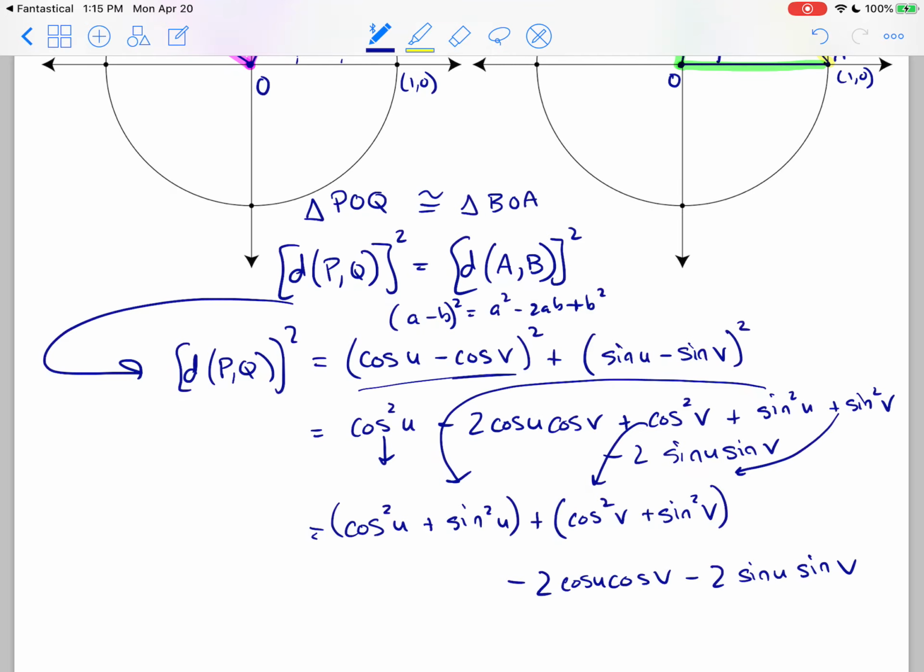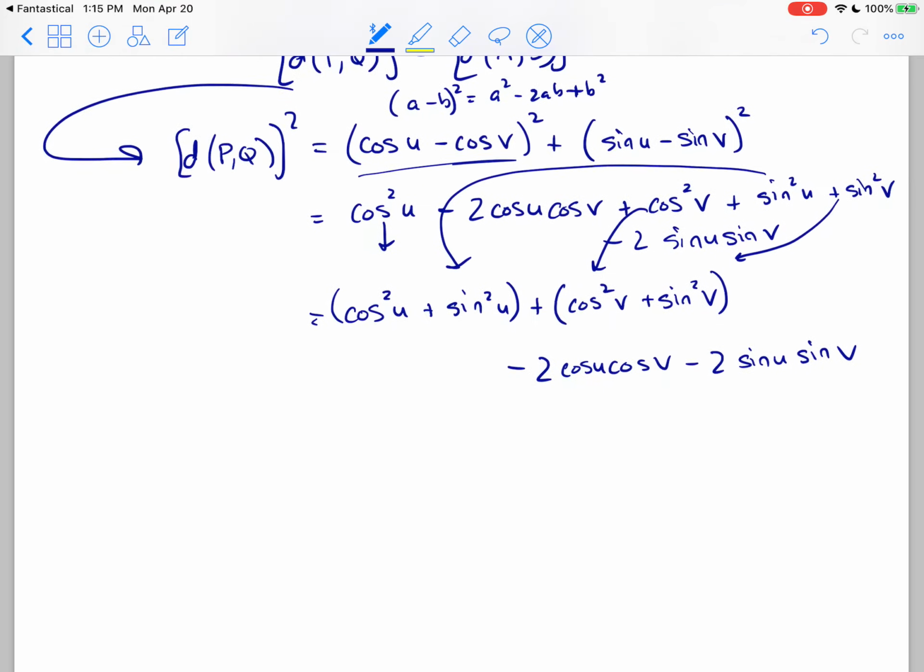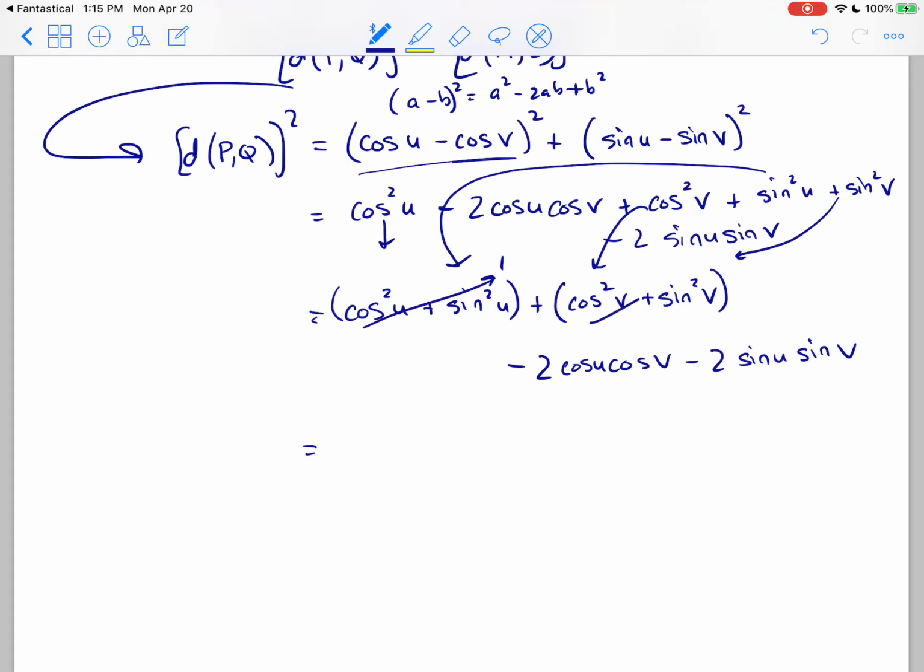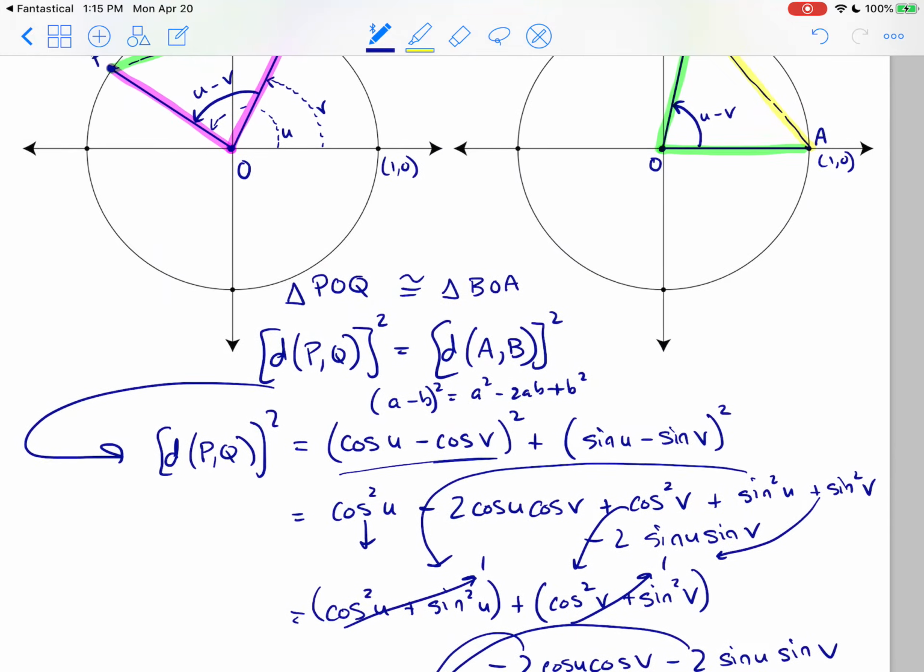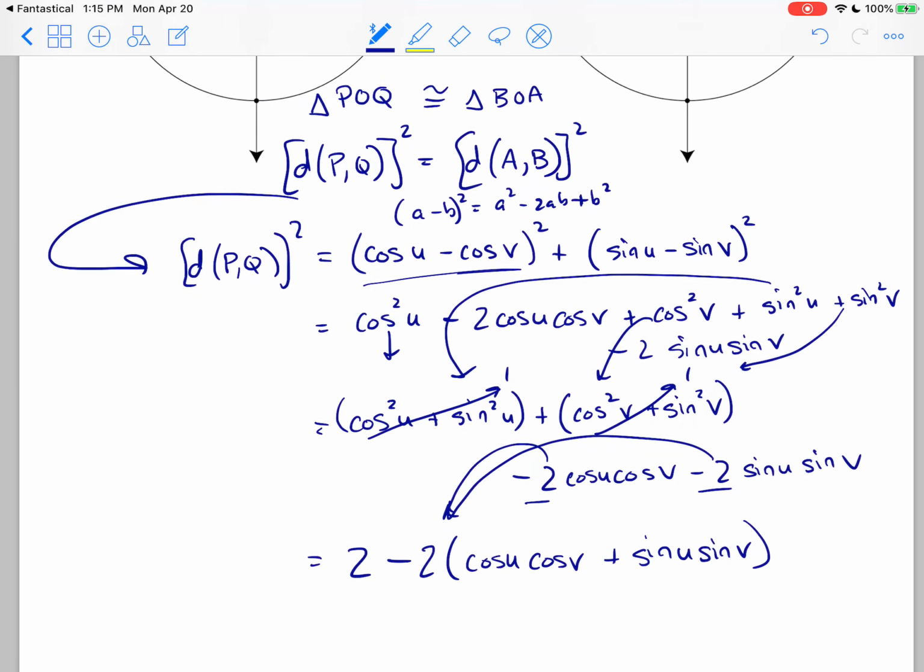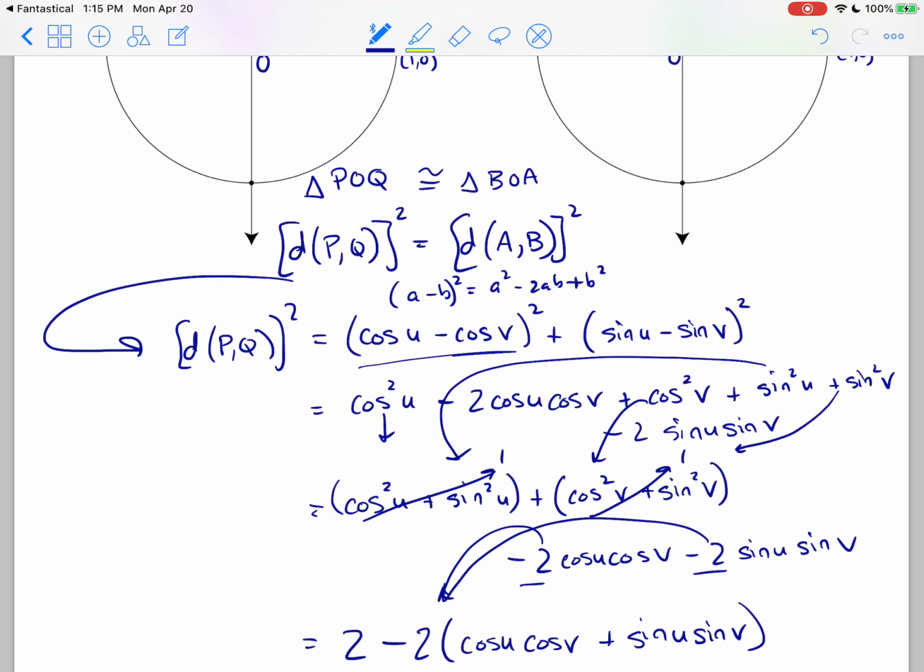I wish I could fit that all in one line, but I ran out of room. So this becomes 1, and this becomes 1, because that's the Pythagorean identity that we talked about last time. So now I have 2 here, minus, and I'm going to factor out the negative 2 from both of these, which gives me cosine u cosine v plus sine u sine v. So that's just the left side of the equation. I just multiplied that out. I found the distance of P and Q.